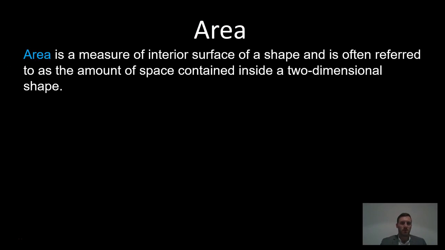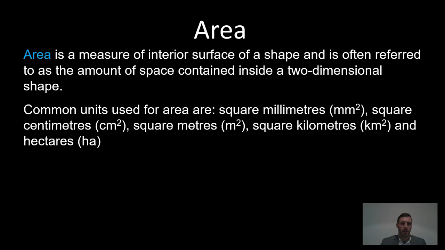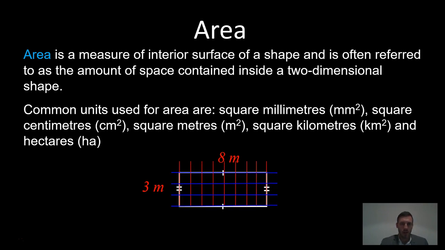Area is the interior space of a shape, often referred to as the amount of space contained inside that shape. Common units for measuring area are square millimeters, square centimeters, square meters, square kilometers, and hectares. Here we have a rectangle of side lengths 3 meters and 8 meters. The area of the rectangle, or any shape, is the number of square units contained within the shape. If we overlay a grid on top, you could easily count up the number of square units, in this case square meters, within the shape.